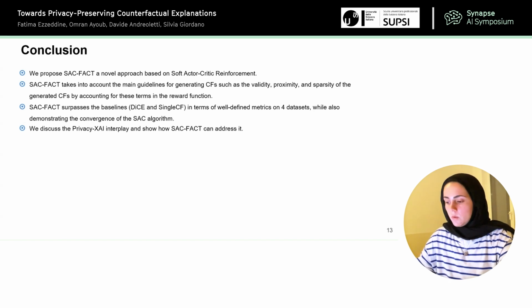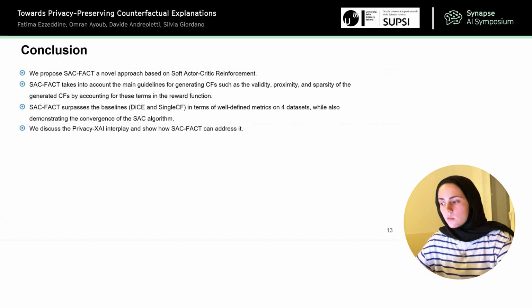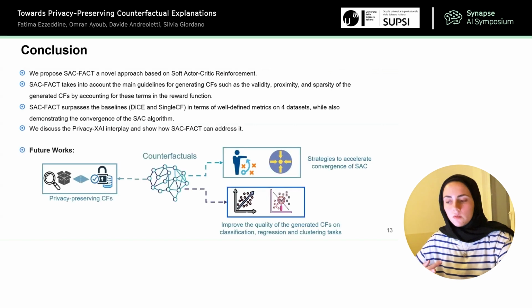As a conclusion, we have proposed SAC-FACT, a novel approach based on SAC critic reinforcement learning that does not take the training datasets as an input, and follows the main guidelines for generating counterfactual explanations by accounting for them in the reward function. Also, we can see that SAC-FACT is surpassing the baselines DICE and single CF over the 4 datasets, while demonstrating the convergence.